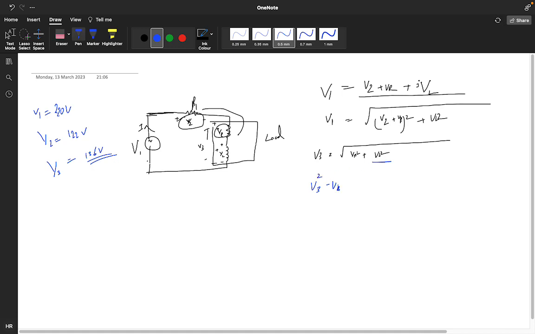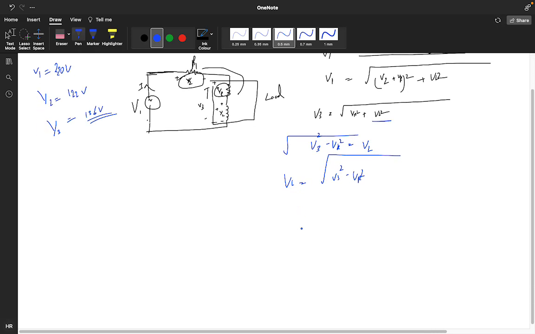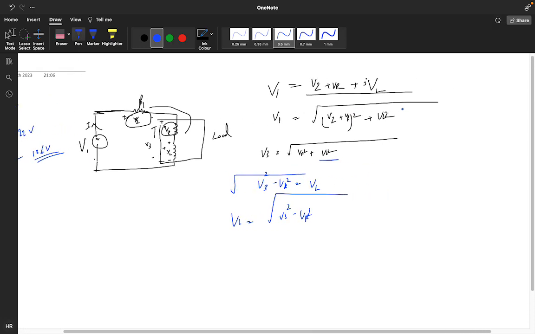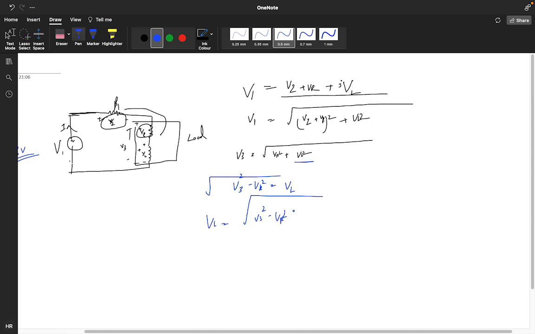V3 square minus VR square is equal to VL square, so VL is equal to root under V3 square minus VR square. Okay, fine. Now you need to substitute this value in place of VL.